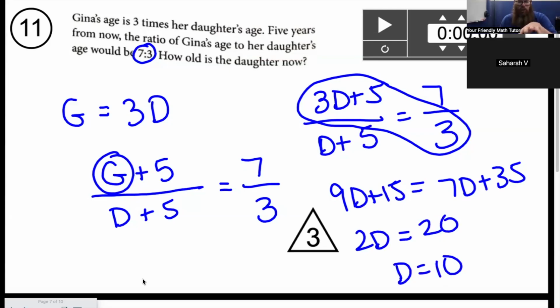And again, I like to make sure, I said it earlier, that the value I'm solving for, the variable, is actually what they're looking for. And D is how old the daughter is now. So the answer to the problem is 10.